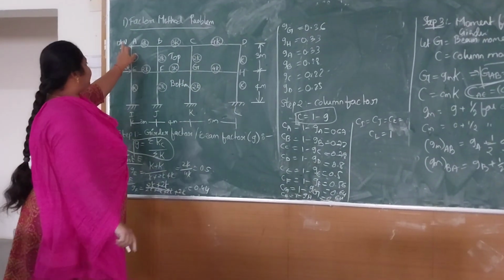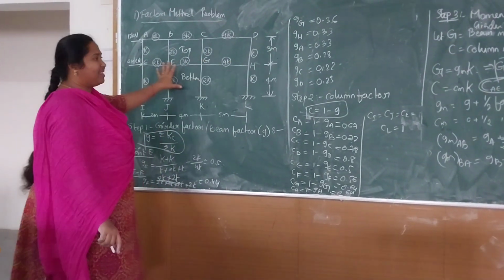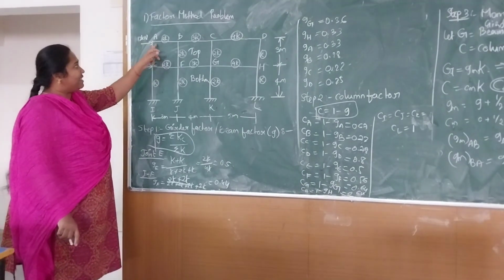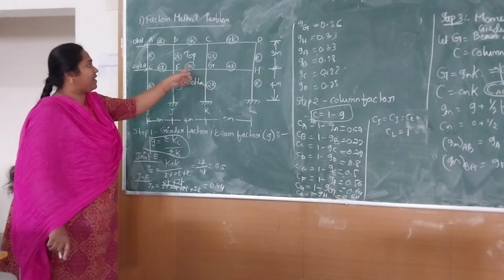So these are the columns. Beams are AB, BC, CD, EF, FG, GH. Now for every beam and column, the stiffness is given. Consider for member AB we can take 2K, for FG we can take 3K.